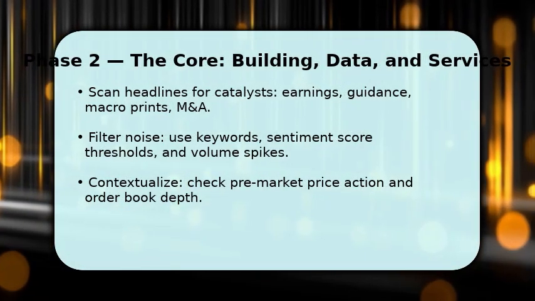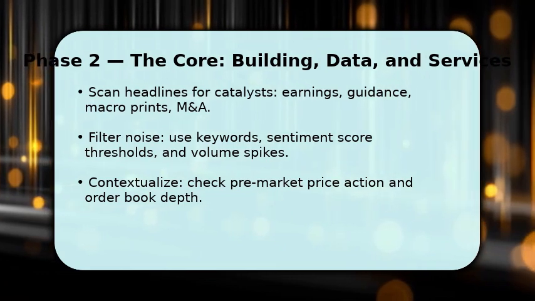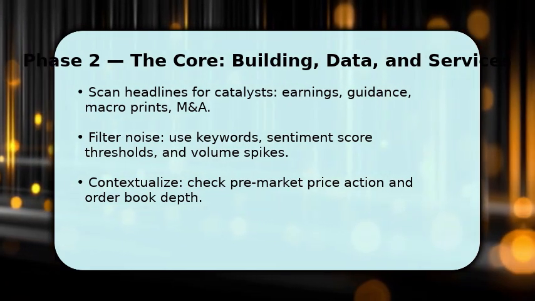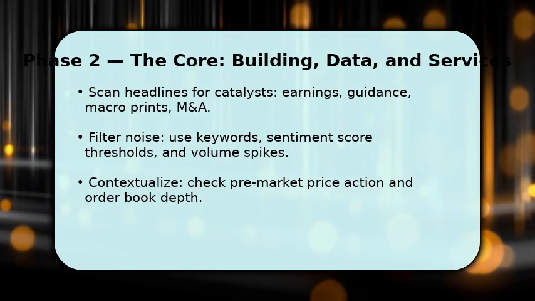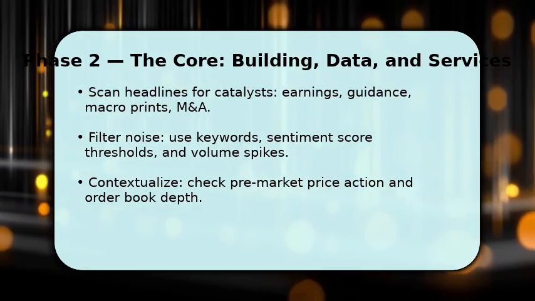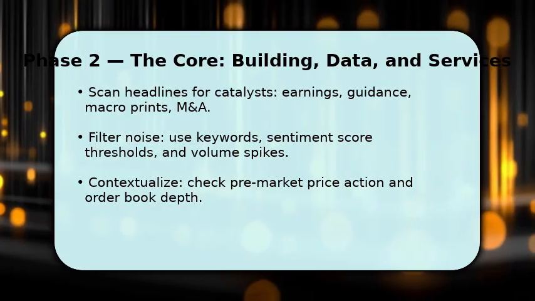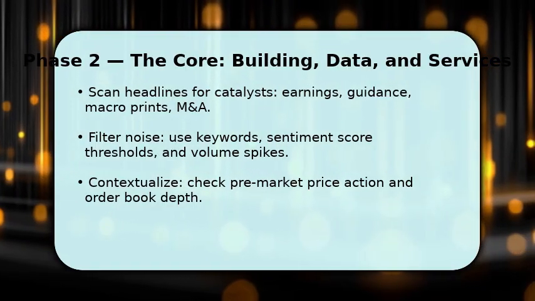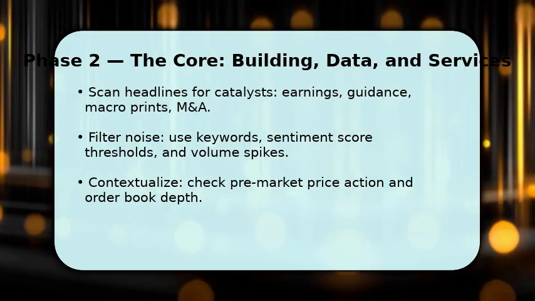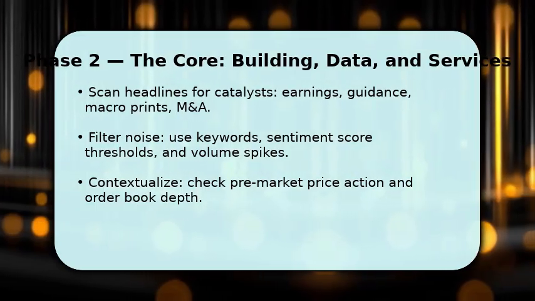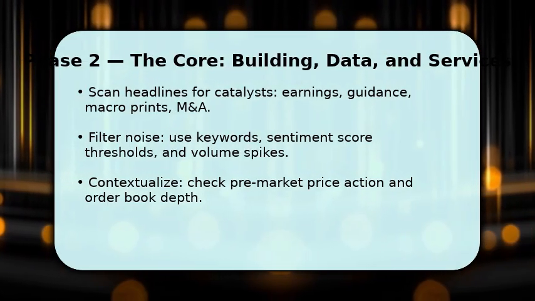You now interpret incoming news. Don't trade every headline. Scan for clear catalysts: earnings beats, guidance changes, macro prints, or M&A. Apply filters: keywords, sentiment score thresholds, and abnormal volume to cut noise. Then add market context. Compare pre-market action, overnight futures, and order book depth to gauge conviction. Once filtered, map the piece to your strategy: news-driven breakout, mean reversion, or volatility play. This disciplined triage prevents impulsive entries and keeps your edge intact.